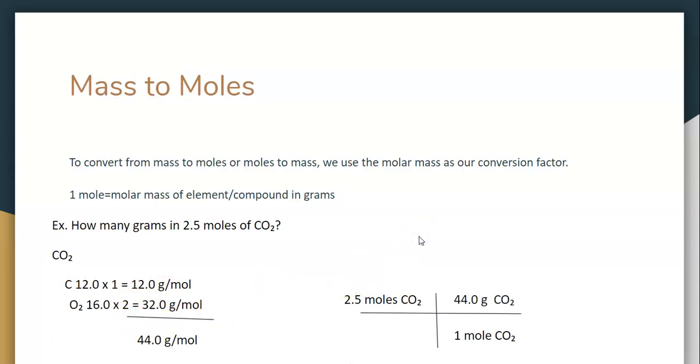Once I cross out moles, I'm just going to multiply across 2.5 times 44 and divide by 1. And my answer is 110 grams of CO2. And again, I want it in 2 significant figures because 2 significant figures is what my original given was in, with the 2.5.